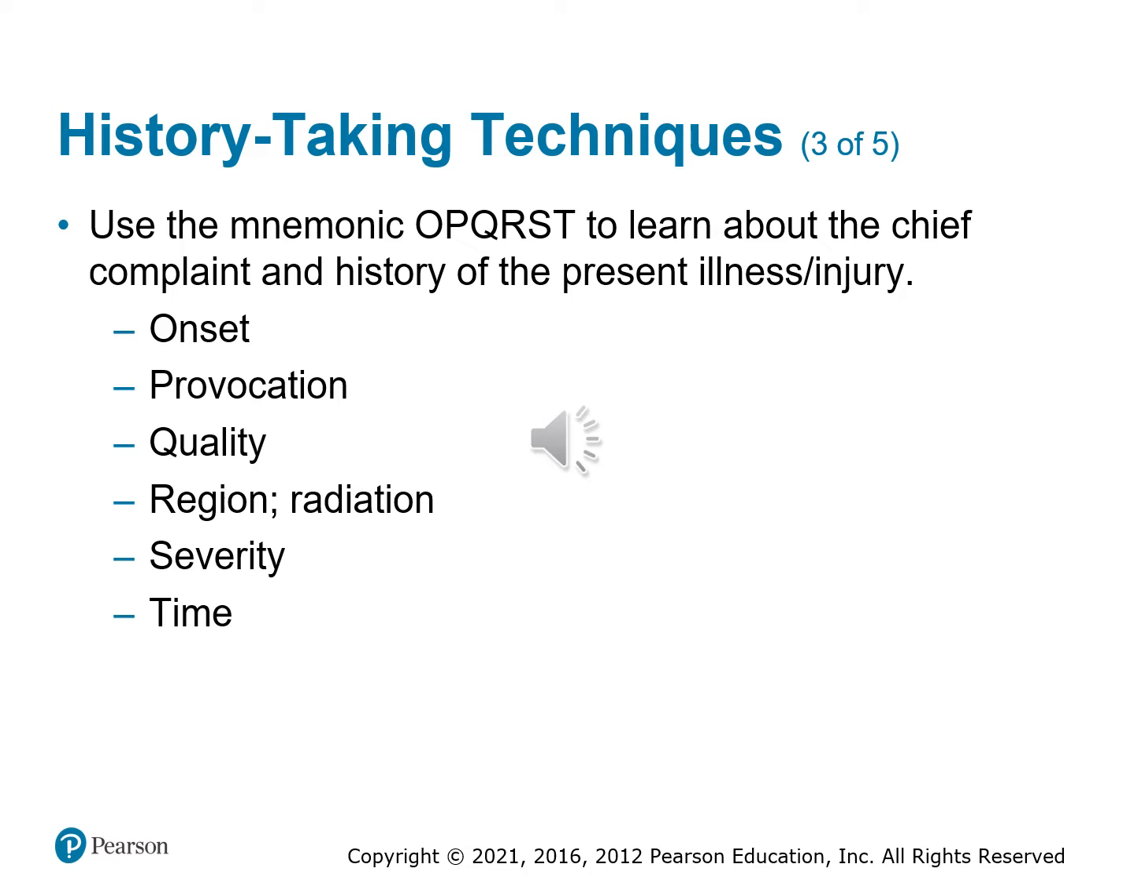The region where it's at and radiation are going to be important because we are identifying where this has occurred on the body and if it moves. Sometimes pain will radiate. So although you're having a problem with your knee, it may hurt all the way up to your hip.